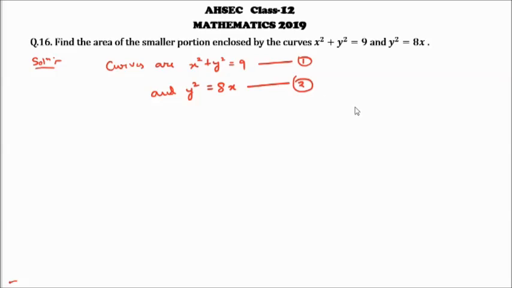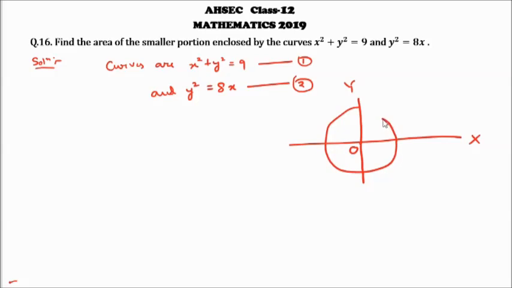My curve number 1 is nothing but, if I plot this in the xy plane, if this is my x and this is my y axis, so my equation number 1 is nothing but the equation of a circle with center at origin and radius 3. That means if I have a circle like this with center at origin and radius, this is 3. So this is my curve number 1.